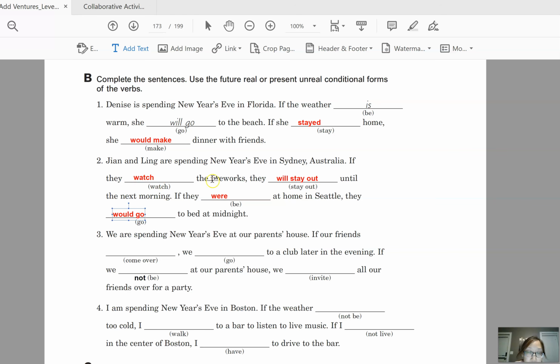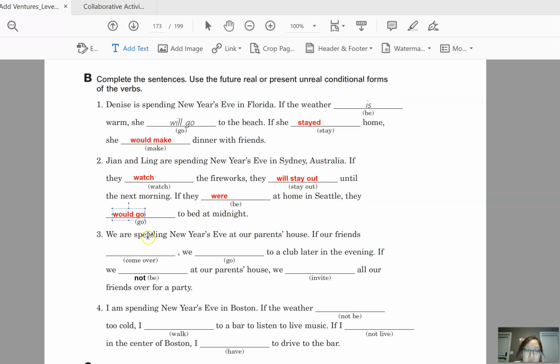Okay, so the second sentence, if they watch the fireworks, this is a future real conditional. And the next sentence, if they were at home in Seattle, this one is present unreal. As we know, they aren't at home. They are in Sydney, Australia. So if they were at home, they would go to bed at midnight.